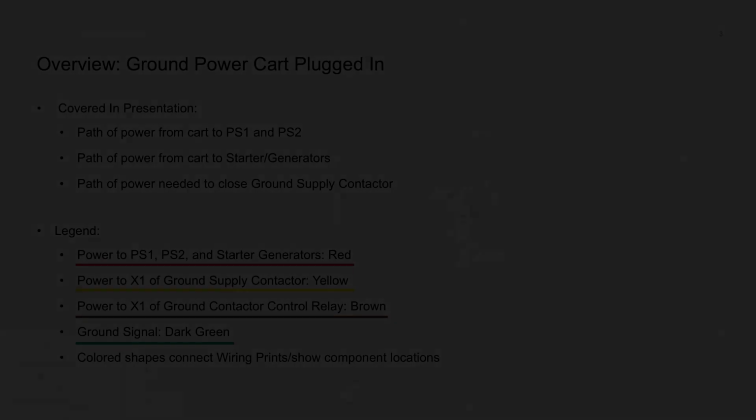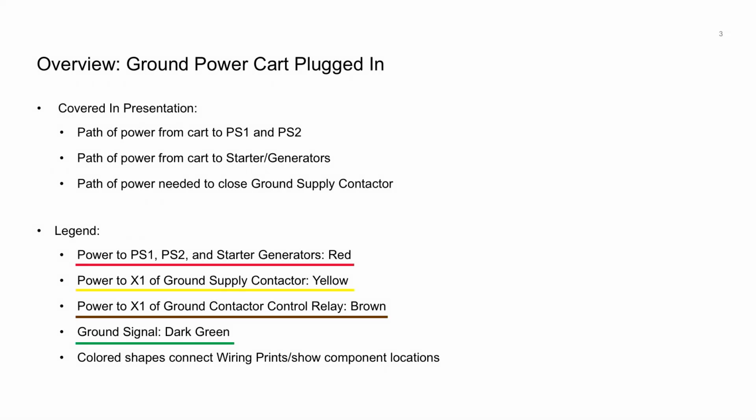Let's get into it. In today's presentation, I'll cover the path of power from the ground power cart to the PS1 and PS2 bus bars, from the cart to the engine starter generators, and from the cart to the X1 terminal post of the ground power contactor.